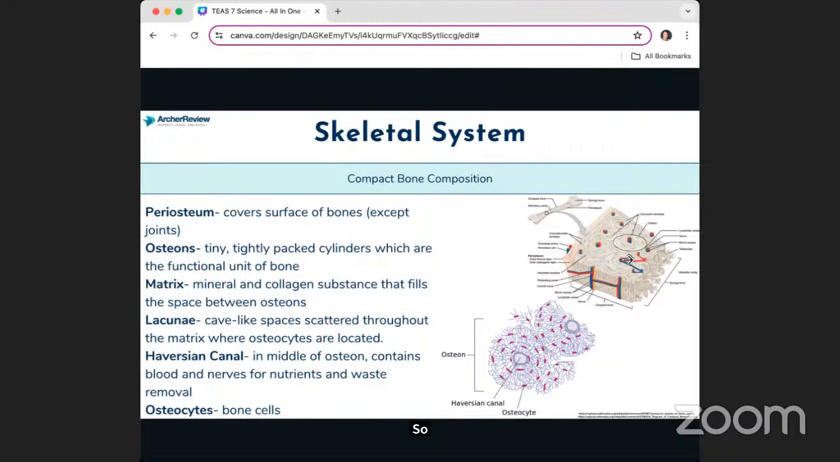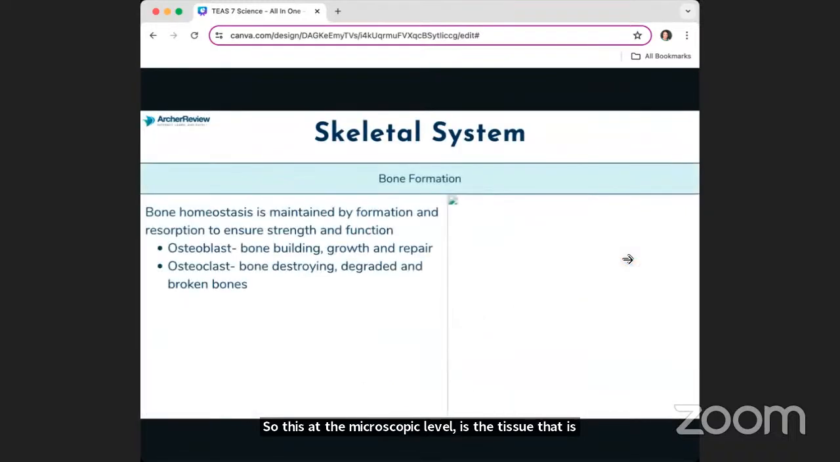So bones form in order to maintain homeostasis, but bones also break down and degrade in order to maintain homeostasis. And this ensures strength and function of your overall skeletal system. So the cell types that are involved with bone building and bone destroying are osteoblast and osteoclast, respectively. So you can remember osteoblast because it builds, blast builds.